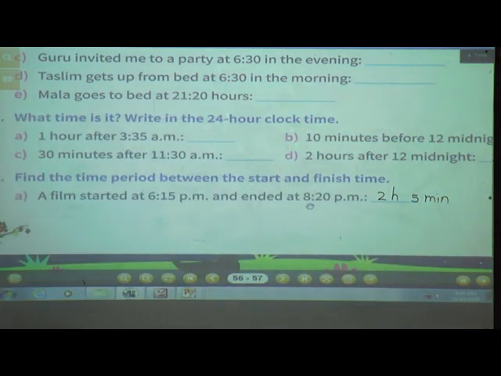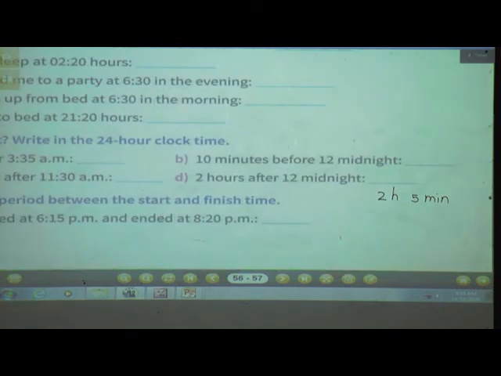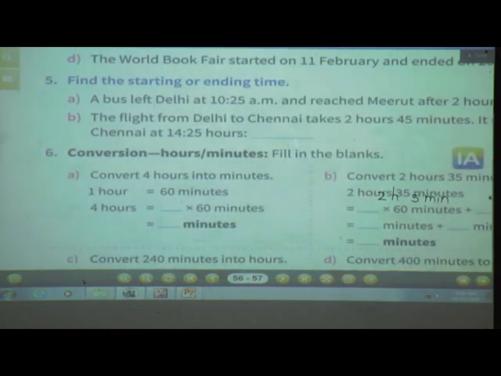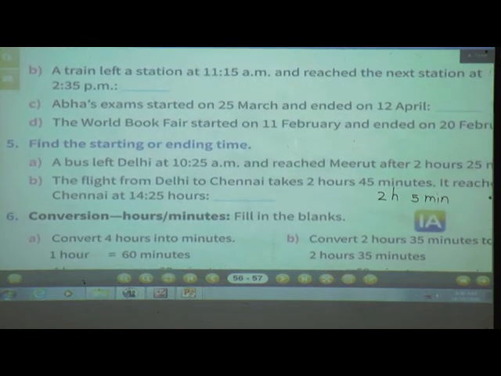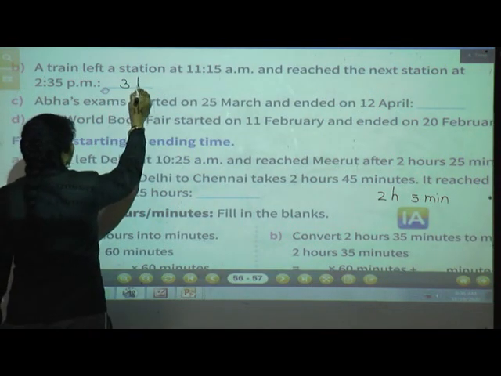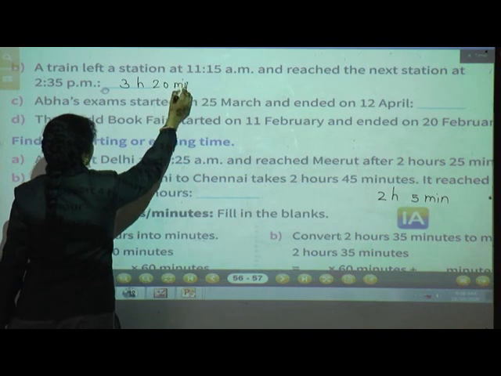Okay. Now open the next page, page number 57. See here. A train left a station at 11:15 AM and reached the next station at 2:35 PM. So calculate the time, students. After 11:15, count the time till 2:35. What is the answer, students? Yes, very good. 3 hours 20 minutes.